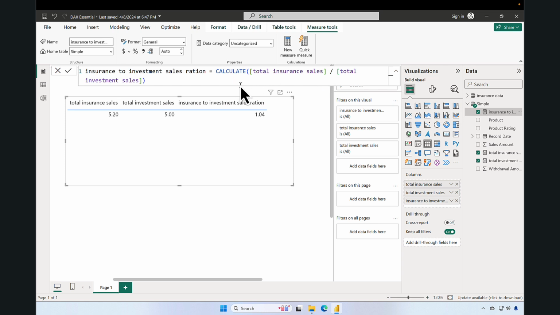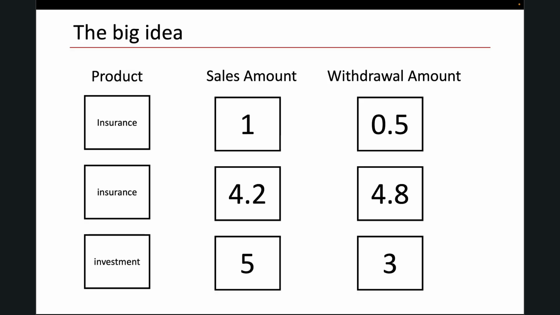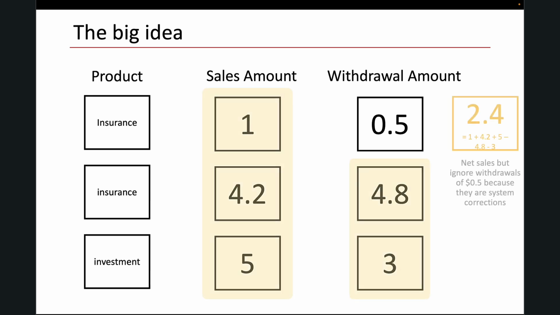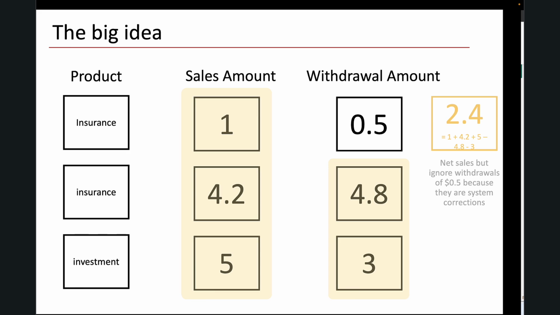And we can do even better than that. Remember in the very beginning of introducing DAX, we talked about a request from the system administration department. They're asking us to exclude records with the withdrawal amount equals to 0.5, and that is because 0.5 are system corrections. If we want to calculate the insurance sales to investment sales ratio, but we want to exclude this row, can we do that with the calculate function? You bet we can. Let's take a look.